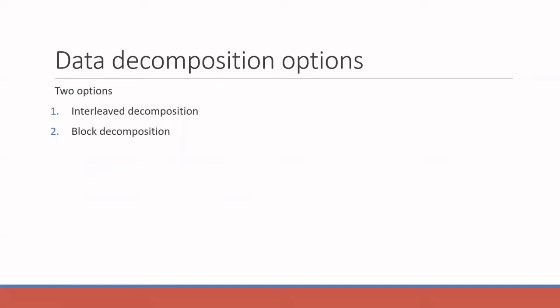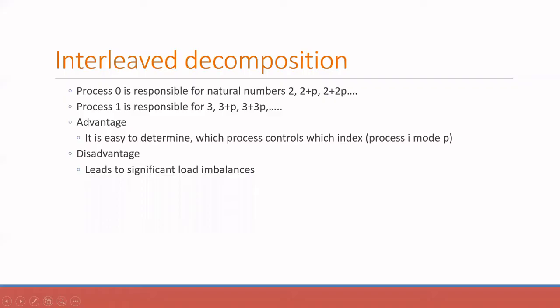So how do we solve the sieve of Eratosthenes in parallel? There are two data decomposition options for partitioning. The first option would be interleaved decomposition, and the second option is block decomposition. We will see each one. In interleaved decomposition, the tasks are assigned to each process in a round robin fashion. That means process 0 will be responsible for the first task. The second task will be assigned to process 1. Likewise, in a round robin fashion.